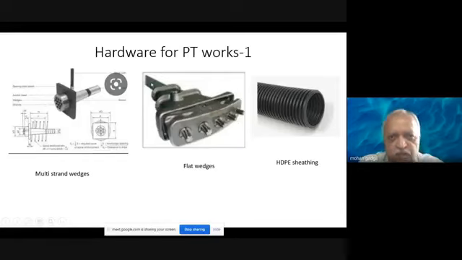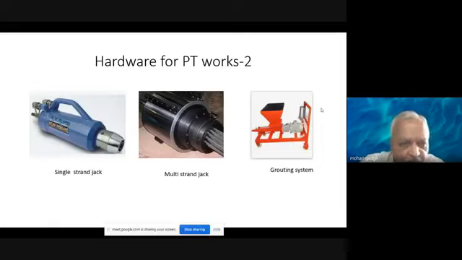This sheathing is also flat, and accordingly you need to pass these cables through the sheathing and carry out the stressing operation. While this is that HDP sheathing which I have indicated to you. These days more and more people are using this rather than metallic sheathing. Then you have got the single strand jack, which is used mostly in slab prestress operation, where a single cable is stressed at a time. While this is a multi-strand jack, where several cables are stressed simultaneously.